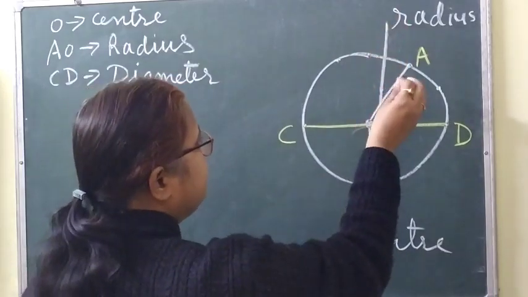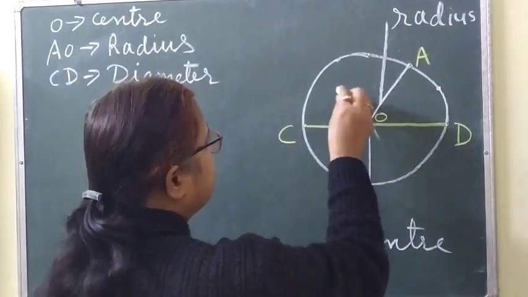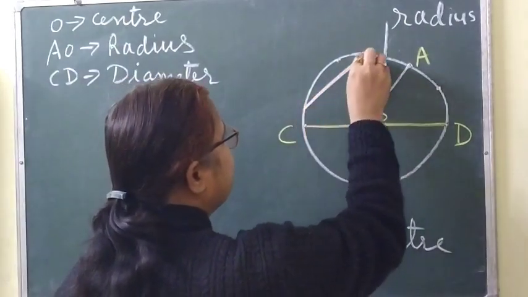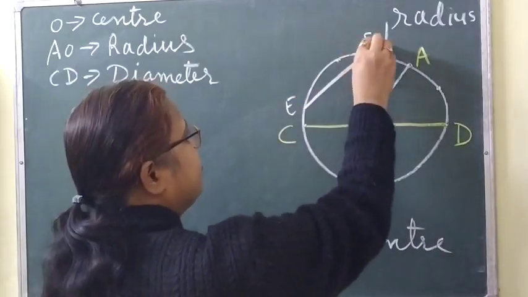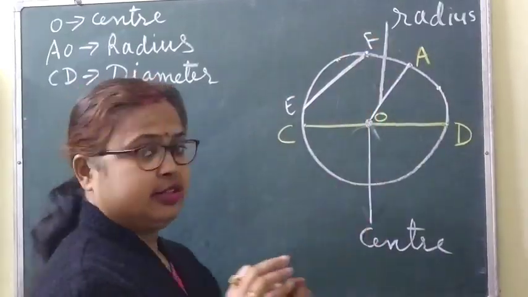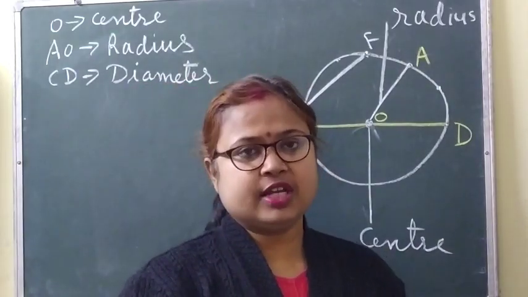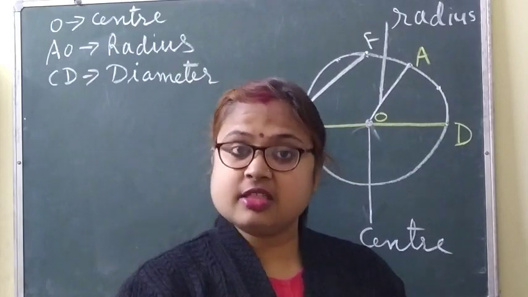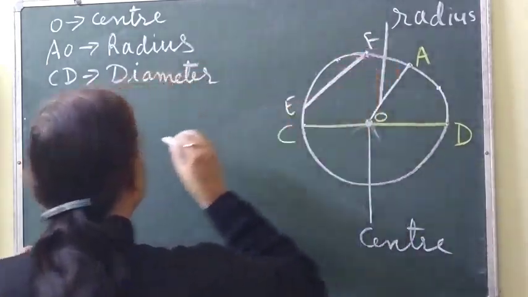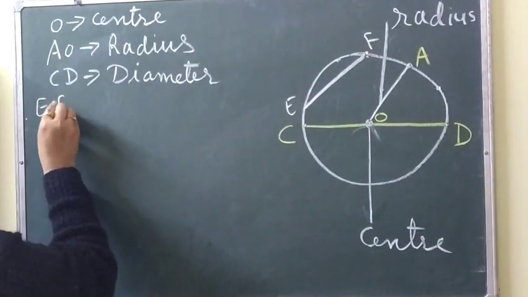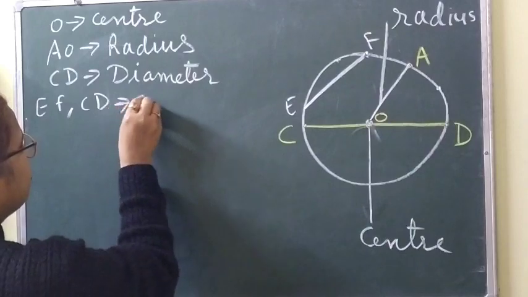When we talk about the chord, this is a chord, E and F. Any line that touches the circumference at any 2 points is called a chord. And in that case, diameter is the longest chord. So E, F as well as CD, they both are chords.